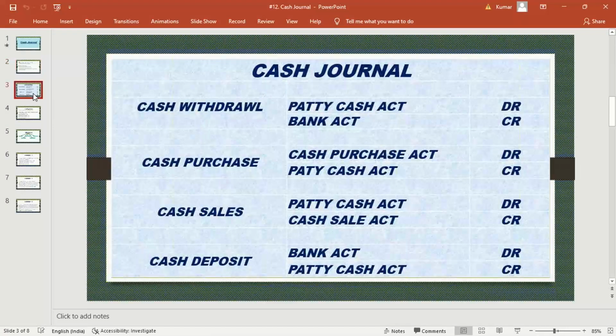Now, if you talk about cash journal, certain transactions are taking place. Which kind of transactions are taking place, guys? Entire transactions can be segregated in certain parts. Okay, so look at here: cash withdrawal, cash purchase, cash sales, and cash deposit. I have segregated in 4 parts. If the client wants to add anything else here, we can, right?